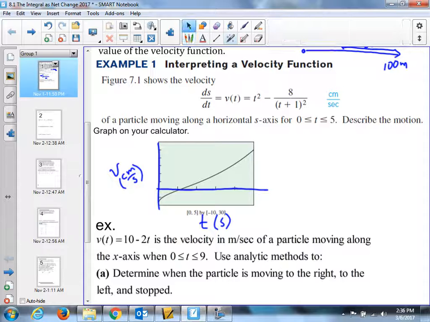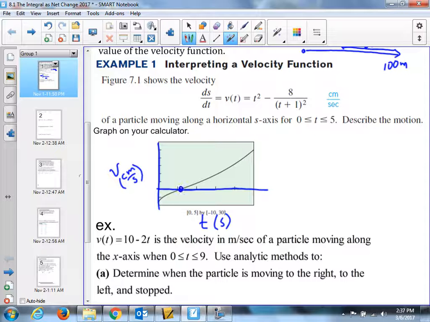Okay, so what's happening at the start, guys? Let's just say the velocity is going north or south. Positive being north, negative being south, okay? At time 0, what's my velocity approximately? Negative 2-ish, right? So that means I'm going south at 2 centimeters per second. Does that make sense?